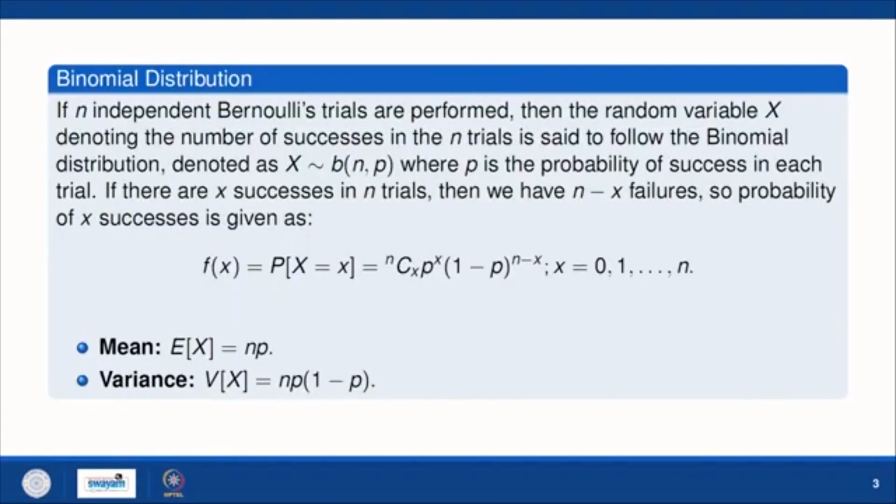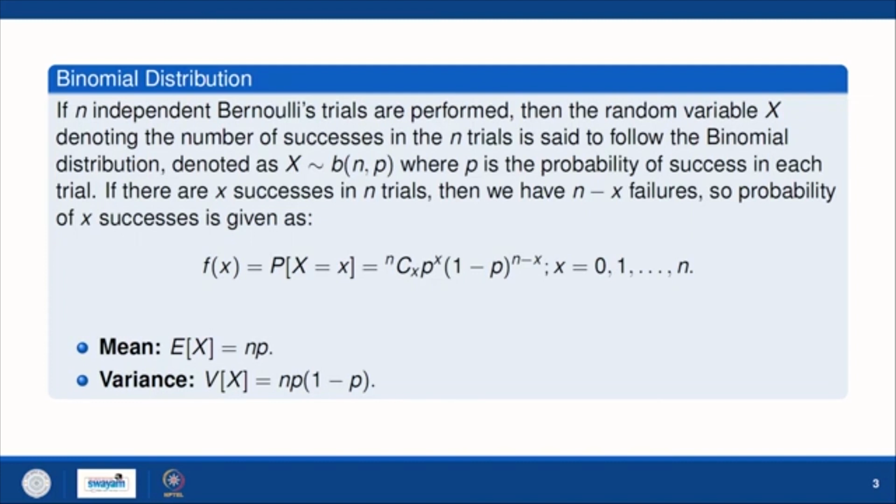Now let us come to the binomial distribution. What do we mean by the binomial distribution? If n independent Bernoulli's trials are performed, then the random variable x denoting the number of successes in the n trials is said to follow the binomial distribution, denoted by x ~ B(n, p). This is a notation where p is the probability of success in each trial and n denotes the total number of trials.